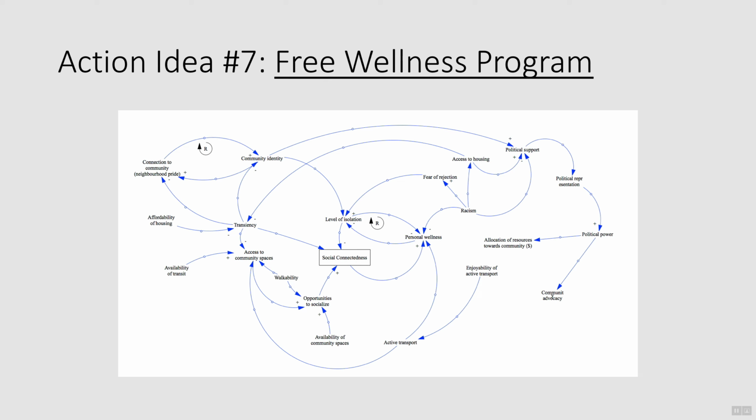Action idea number 7 targeted a specific variable, but also a reinforcing feedback loop. The causal loop diagram suggested that personal wellness was an important variable as change flowed through it and directly affected a person's level of isolation. Level of isolation and personal wellness have a reinforcing relationship. So by targeting personal wellness through a free wellness program, the participants hope to reduce level of isolation.